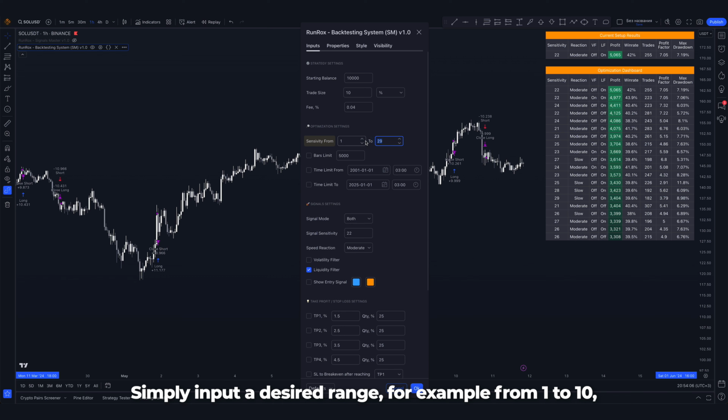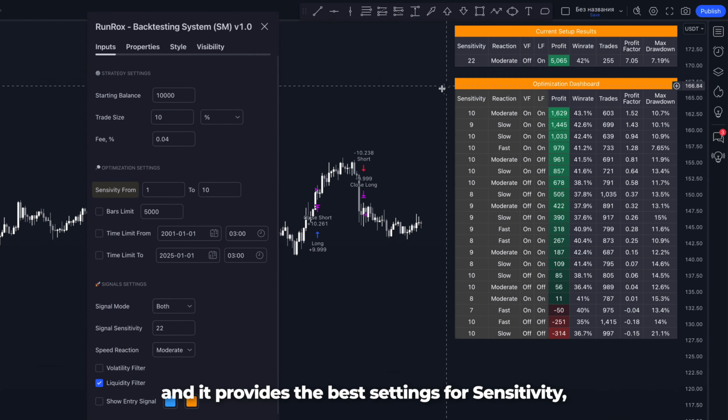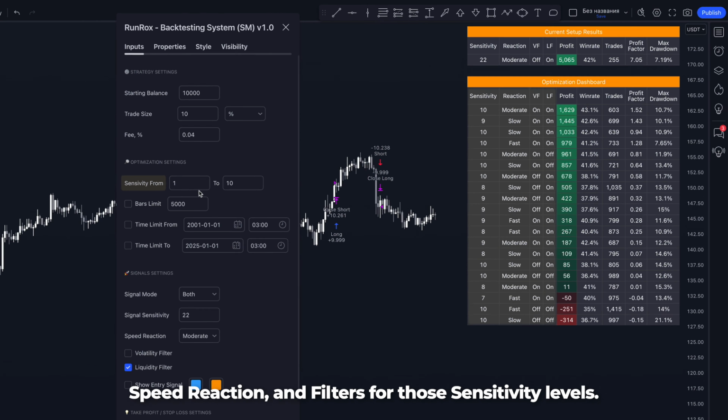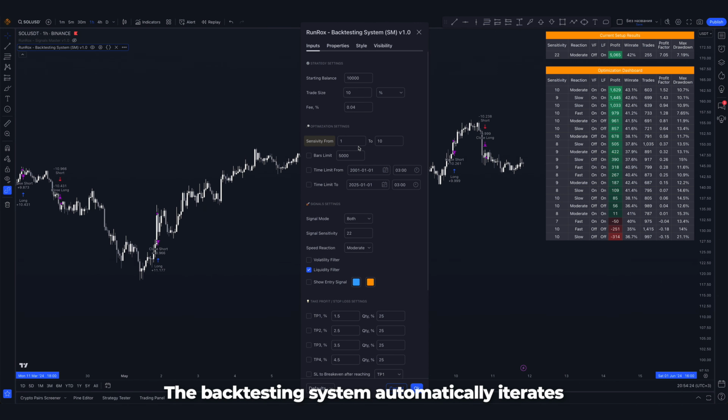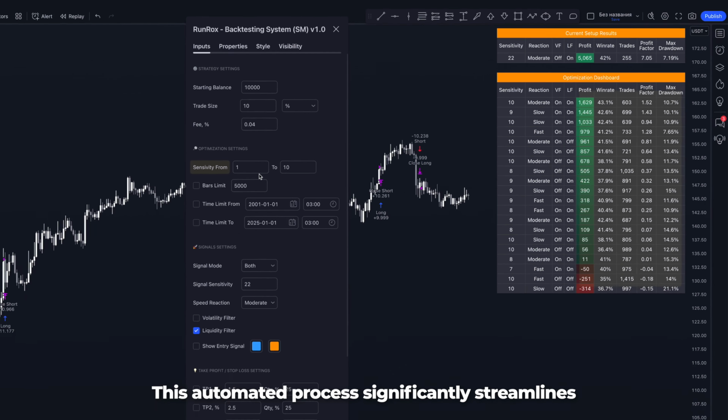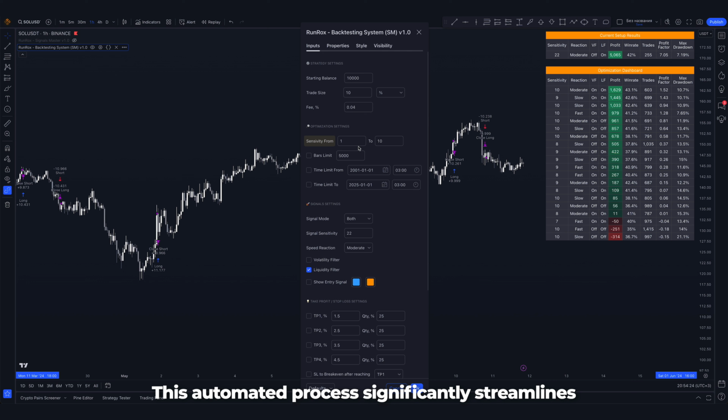Simply input a desired range, for example from 1 to 10, and it provides the best settings for sensitivity, speed, reaction, and filters for those sensitivity levels. The backtesting system automatically iterates through all possible setting options within this range and displays the best ones, showing data such as profit, maximum drawdown, profit factor, and other metrics. This automated process significantly streamlines the optimization of your trading strategy, ensuring you achieve the most effective configuration without the tedious manual trial and error.